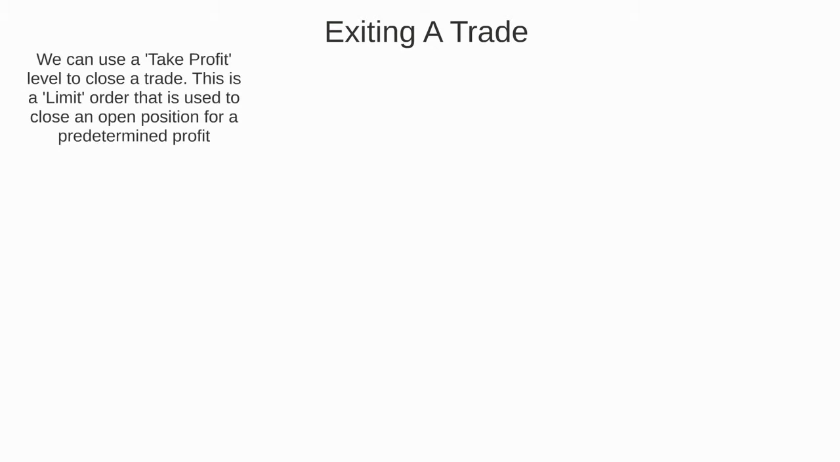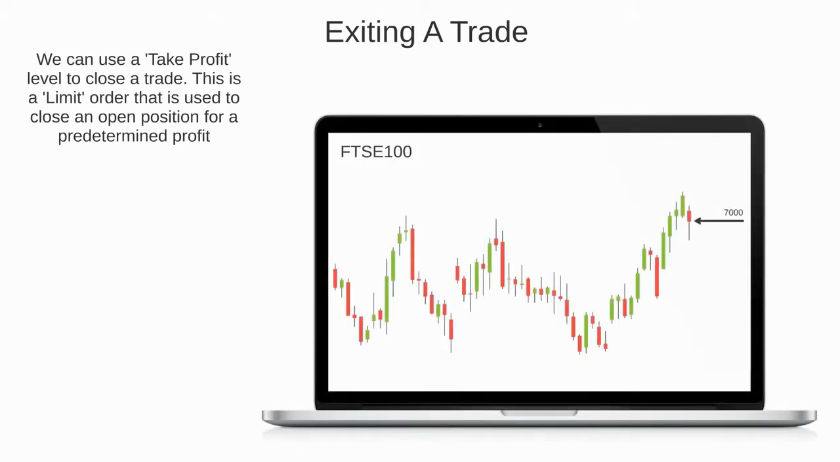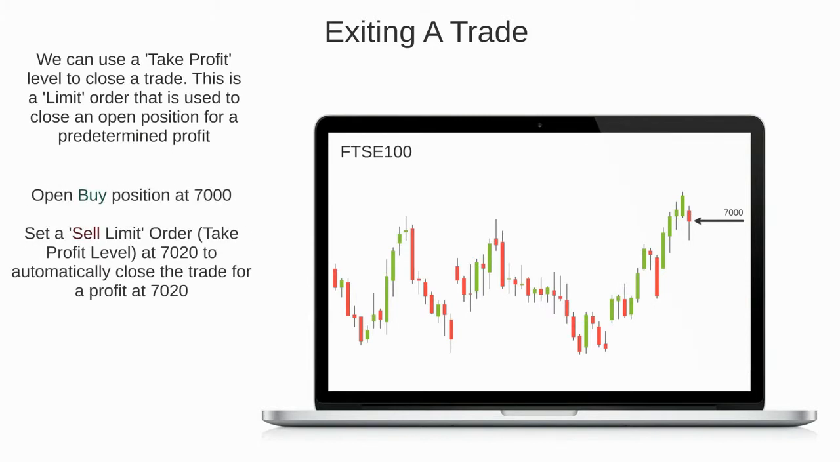Another way to close a trade is by using what's known as a take profit level. This is simply a limit order that is used to close an existing position once it has reached a predefined profit target. For example, if I entered a buy position on the FTSE 100 at 70.00 with a view of the price reaching 70.20, I could set a limit order, so a take profit level, to automatically close the trade for me once the price reaches 70.20 for a profit. It does this by opening an opposite sell position to cancel out the original buy position, leaving a profit.